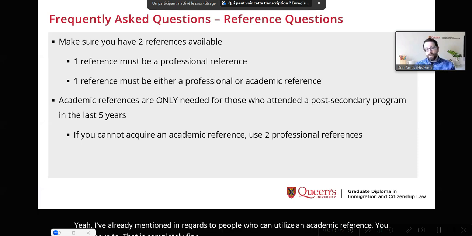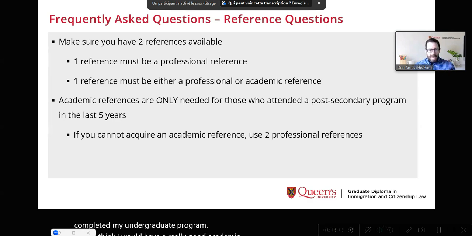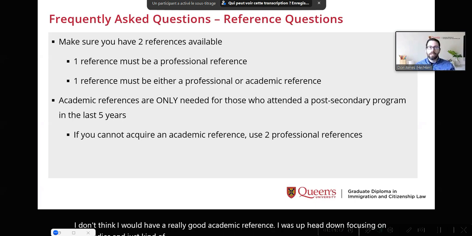I know myself, I would utilize me in this example. When I completed my undergraduate program, I don't think I would have a really good academic reference. I was a head down, focus in on my studies, and just kind of complete the program. I didn't have really rich interactions with professors or TAs. I was really diligent about just focusing on my readings and studies. So I wouldn't have an academic reference. I would provide 2 professional references.